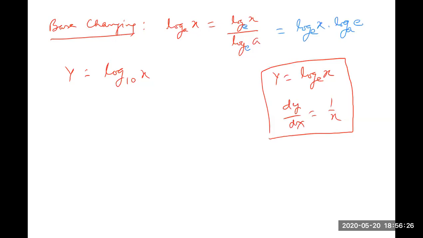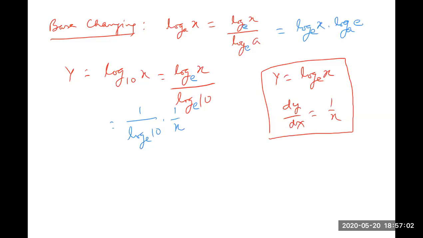That means the derivative of log x is 1 upon x under one condition only: its base must be e. If it is not e, we have to change the base. So in this case, I will change the base. I will write log x upon log 10. In this form, the base can be e at both places, the same base. So this denominator is constant, and the derivative will be 1 upon log e 10 into 1 upon x.